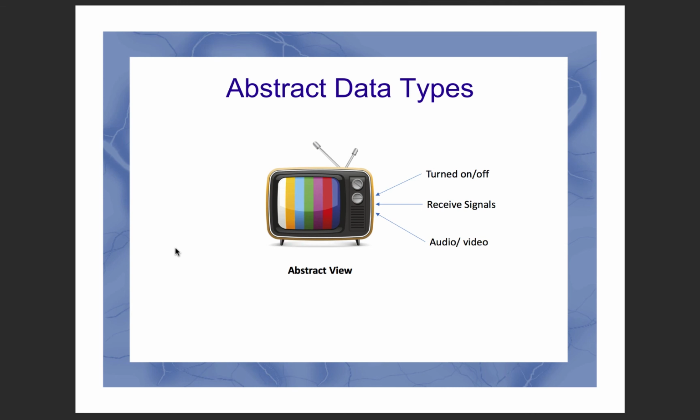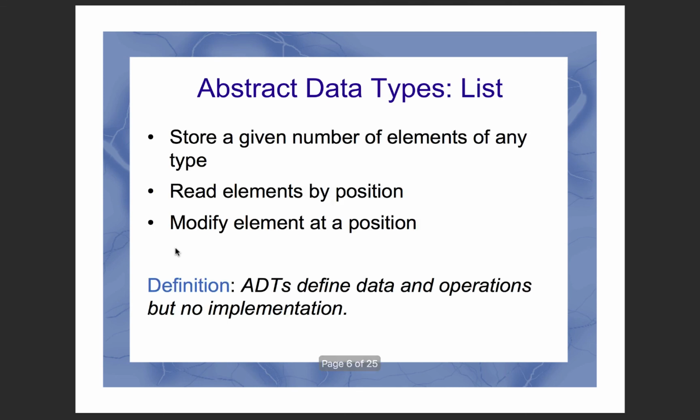Those are the implementation we don't know, and we don't need to know that. We just need to know how to turn on and off, how to get signals, or how to adjust audio and video. So we don't know anything about the implementations inside of that. These kinds of things are called abstract data types. We know the outside of the data structure, we know how to use them, but we don't know how they work.